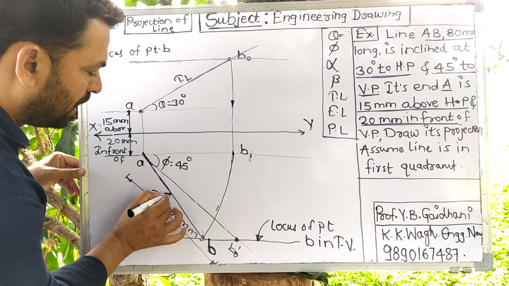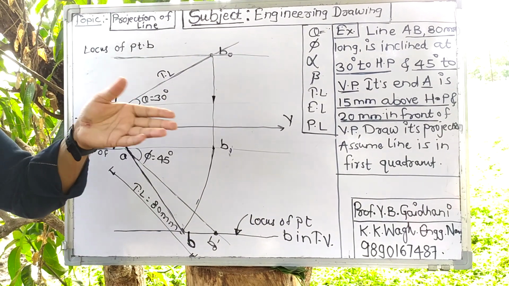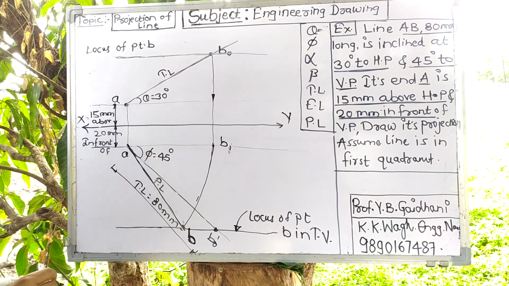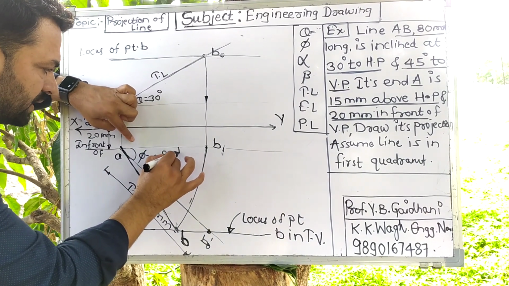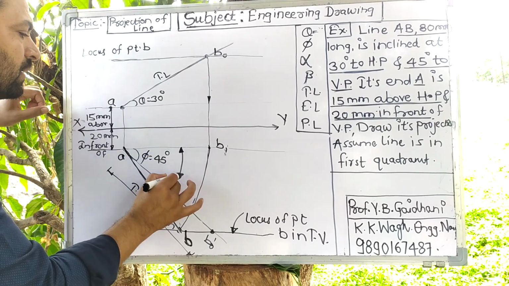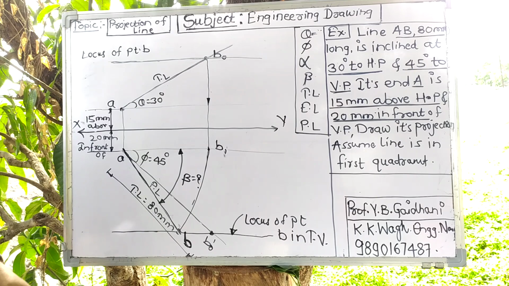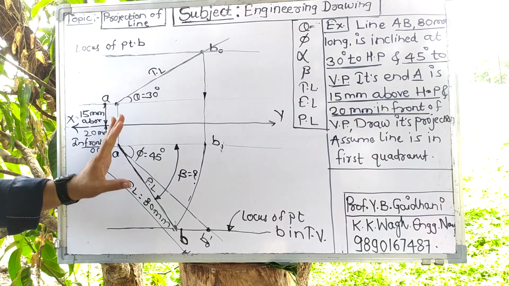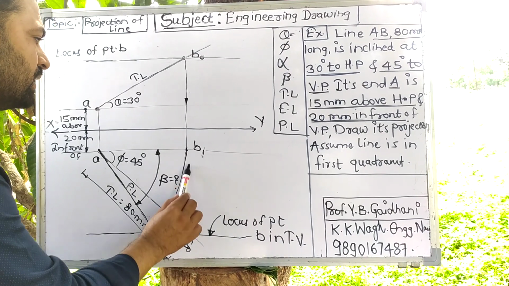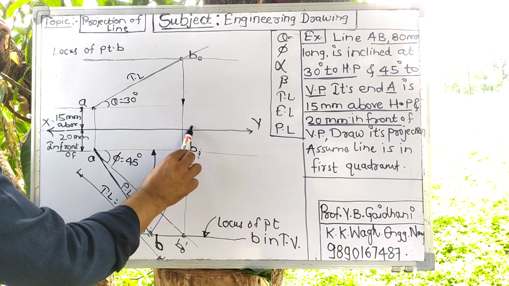Okay, now we get the final view of the line. This length is known as PL, plan length. And this angle, if you take this angle, this is the apparent angle, and this angle is the beta angle that we have to measure. Similarly, we have to take the projection of this point B0 in the top view.